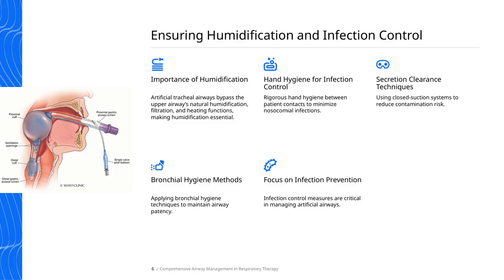Regularly and rigorously practicing hand hygiene between patient contacts is one of the most effective ways to minimize nosocomial infections. Now, because artificial tracheal airways bypass the upper airway's natural functions, like humidification, filtration, and heating, humidification becomes essential. Without it, the airway and lungs can dry out, leading to discomfort and potential complications. So, in summary, maintaining a sterile environment and ensuring proper humidification are fundamental to safe and effective respiratory therapy. These measures not only protect the patient, but also support overall treatment success.